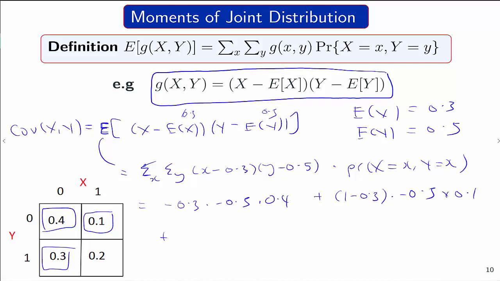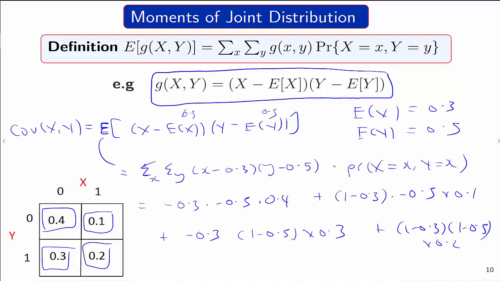y equals 1 will give us 1 minus 0.5 here, and if x equals 0, we will get minus 0.3. This occurs with probability 0.3. And finally, the last outcome, y equals 1 and x equals 1, will give us 1 minus 0.3 and 1 minus 0.5. This occurs with probability 0.2.